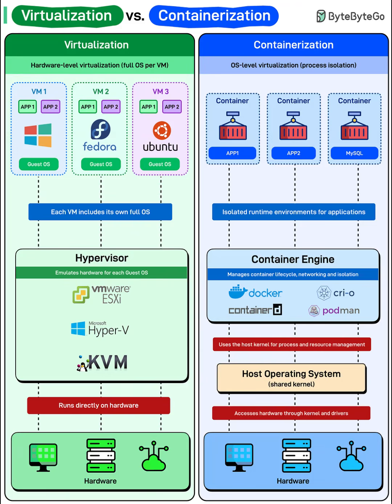VM1 might run Windows with a couple of apps, VM2 might run Fedora, and VM3 could run Ubuntu. Because every VM includes a full guest OS, this model gives very strong isolation and the ability to mix different operating systems on the same physical box, but it comes with higher overhead in terms of CPU, memory, and storage.